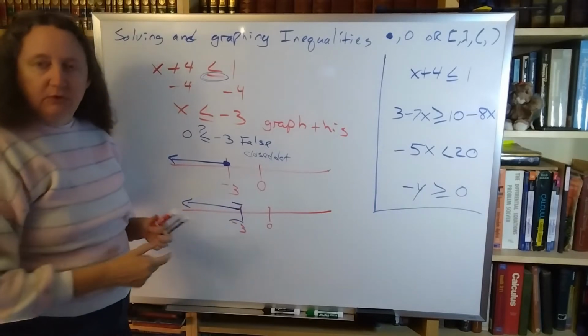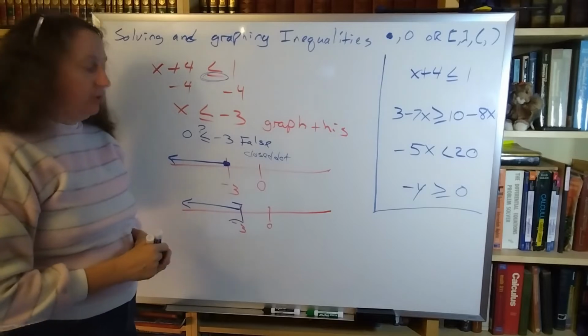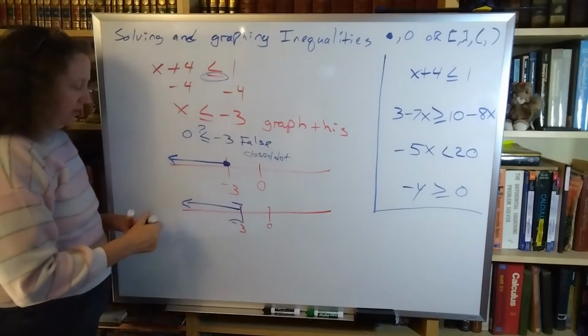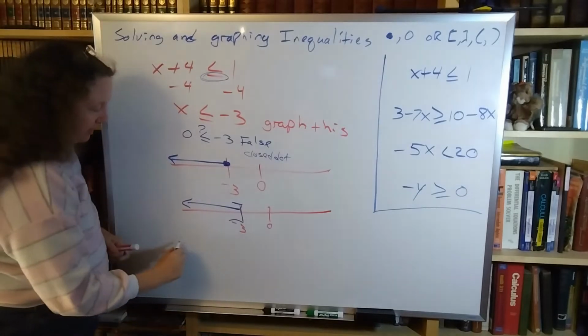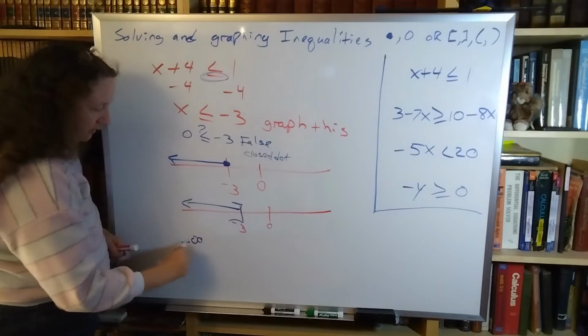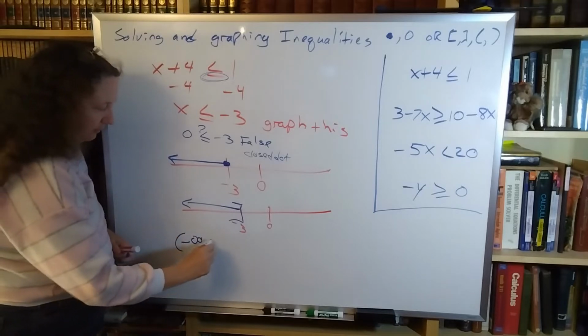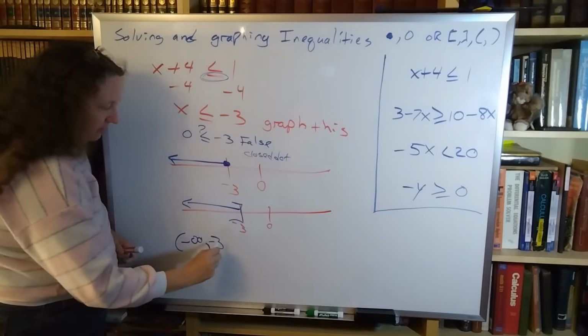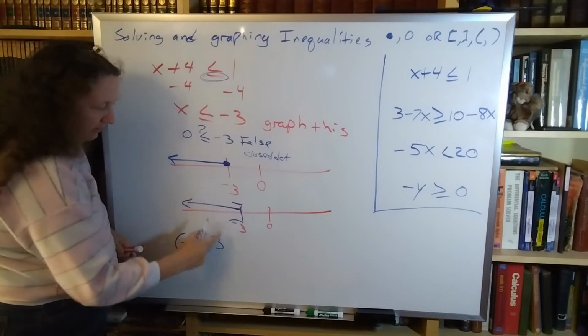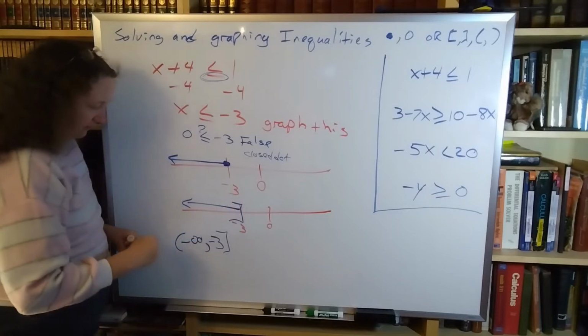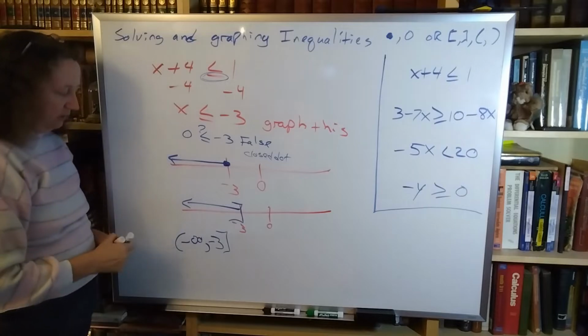The other thing that I need to do with this is write it in interval notation. So my interval notation, it goes from negative infinity. Infinity always gets the round parentheses, up to negative 3. And we see here that it does get the squared off bracket. So there's my answer.